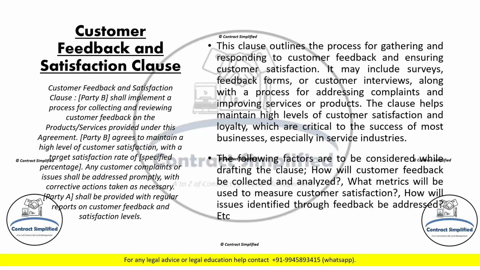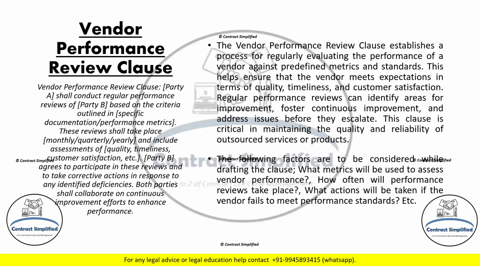The template reads as: Party B shall implement a process for collecting and reviewing customer feedback on the product or services provided under this agreement. Party B agrees to maintain a high level of customer satisfaction with a target satisfaction rate of a specified percentage. Any customer complaints or issues shall be addressed promptly with corrective actions taken as necessary. Party A shall be provided with regular reports on customer feedback and satisfaction levels.